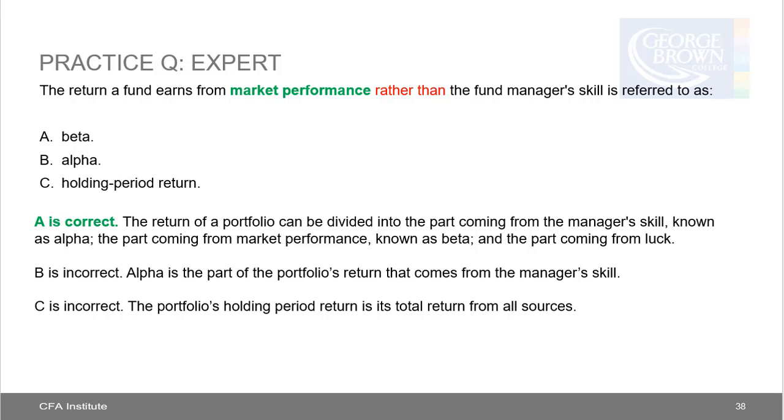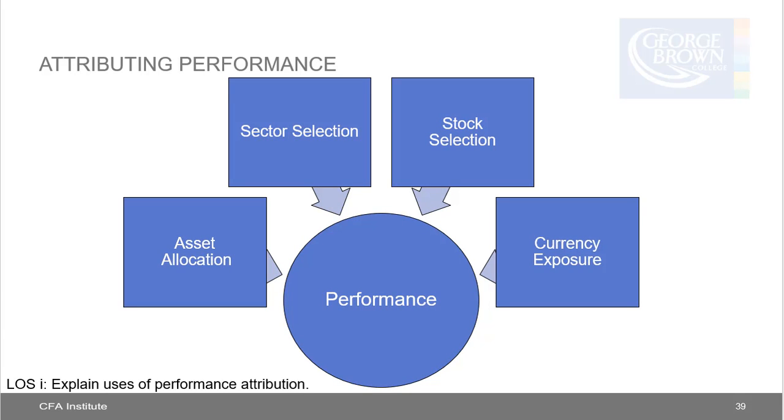So now we're down to the last learning outcome statement, I, which is explain uses of performance attribution, okay? Attributing performance. So benchmarks form the basis of performance measurement, which is an important part of performance evaluation. By comparing the performance of a UK equity fund manager with the performance of an appropriate UK equity index, the fund manager's clients can get an idea of how well the fund manager is performing relative to the market in general, both in terms of average return and in terms of risk by calculating the fund's tracking error or information ratio.